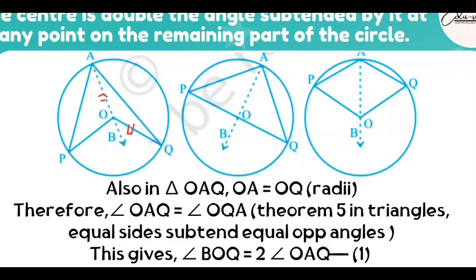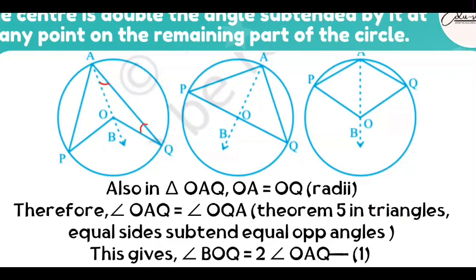If the radii are equal, we had theorem 5 in the triangles. What was theorem 5 in the triangles? It states that if two sides are equal, then the angles opposite to the equal sides are also equal, right? Correct? So what is equal to what? OAQ is equal to OQA.